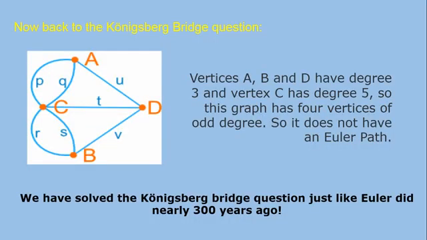Back to the Königsberg Bridge question. In this picture, vertices A, B and D have degree 3 and vertex C has degree 5. So this graph has 4 vertices of odd degree, so it does not have an Euler path. Therefore, we have solved the Königsberg Bridge question, just like Euler did nearly 300 years ago.